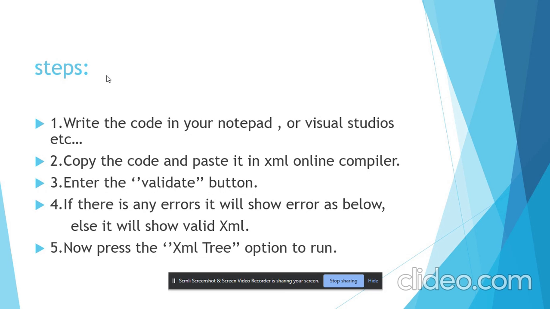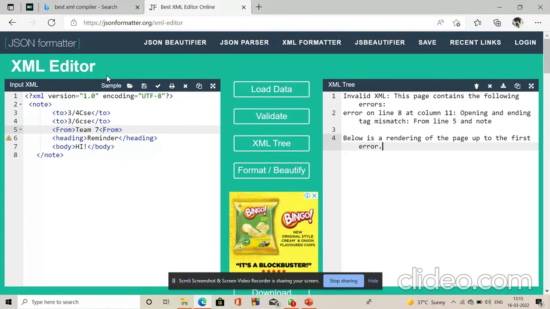Now we see the steps for creating an XML document. Just write the code in your Notepad, Notepad++, or Atom. Copy it and save it with the extension .xml. Or if you are working in an online compiler, just press the validate button. If there are no errors in the code, it will show valid XML, or else it will show an error and in which line or column. Then press the XML tree to view the document. So now let's see it in Notepad.